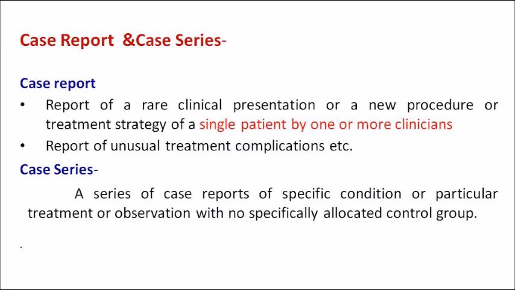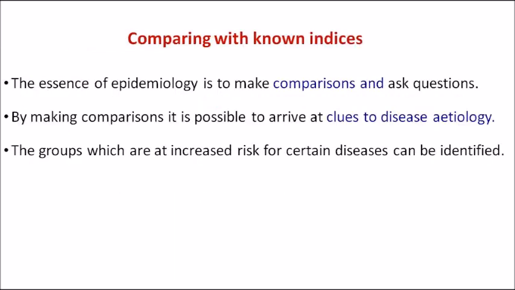And a case series is a series of case reports of a specific condition or particular treatment or observation with no specifically allocated control group. There is no control group, it is just a series of case reports of specific conditions or a particular treatment or any kind of observation. So that is what case series means. So, clear? We have finished case report, case series, then ecological studies and cross-sectional studies. So those descriptive study categories we have finished now. So that measurement of disease is completed now.